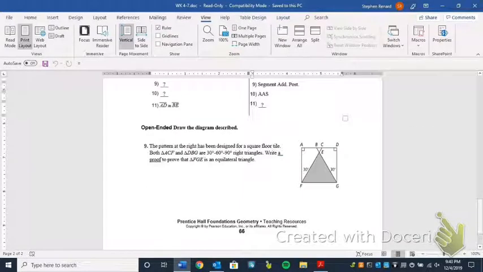So while there is number 9 there, open-ended in the diagram above, the pattern of bend right has been designed for square floor tile. I really want you guys to try and work that by yourself, and we'll go over it on Friday.